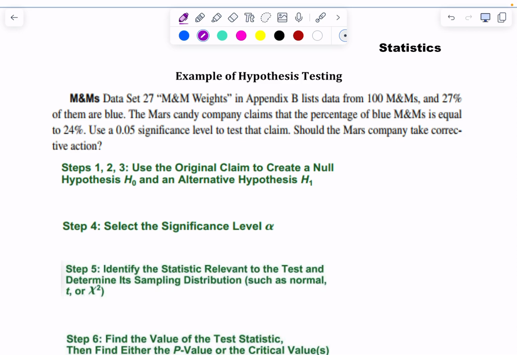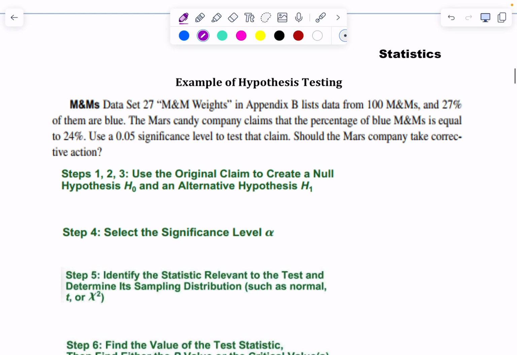Data set 27. We're talking about M&Ms. Data set 27, M&M weights in Appendix B, list data from 100 M&Ms. Stop. n equals 100. That's what I see. 27% of those are blue. So we're looking at blue M&Ms. Who really cares? But whatever, that's what we're testing. So what is 0.27? p hat. My sample had 27% blue.